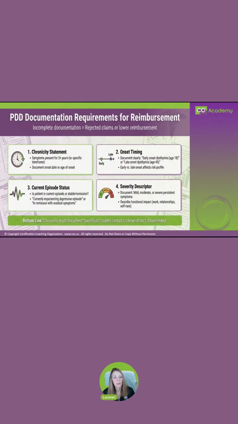Third, the current episode status. Is the patient currently experiencing a depressive episode, or are they stable? Are they in remission? We need to know that. And finally, severity descriptor, mild, moderate, or severe, and describe the functional impact. How is this affecting their work, their relationships, their self-care? So the bottom line is clinicians must document specificity. Coders can't code what isn't documented. So if you're in a CDI role, this is where you come in and help them out. Query when you need to.